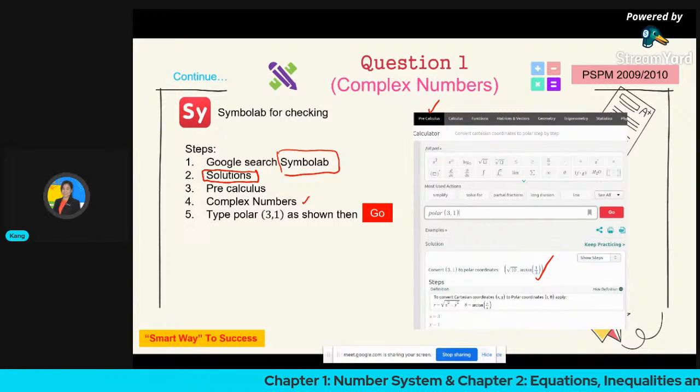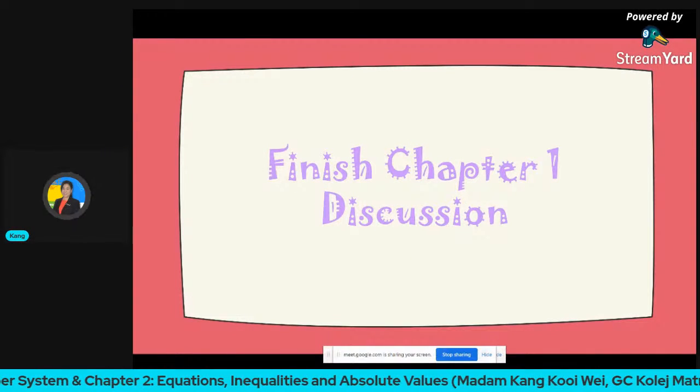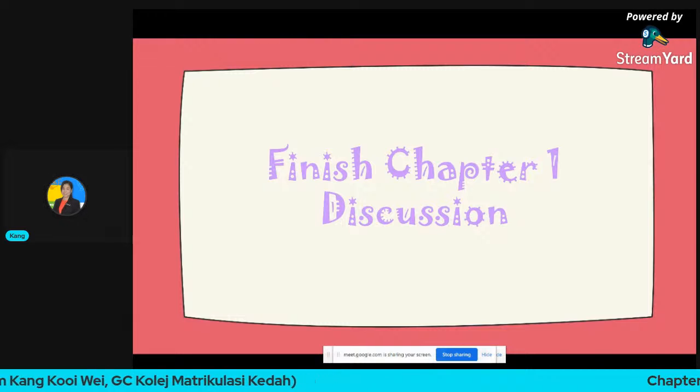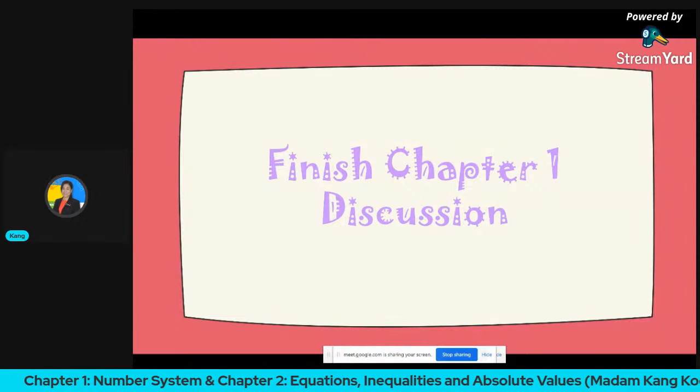So done for the technique of solving for the complex number. That means we already finished doing our revision for chapter 1. Easy or not, class? Easy, Madam. Yes, very easy. The questions are easy. The questions of the PSPM for the complex number are almost the same. This is the first example that Madam shows you.